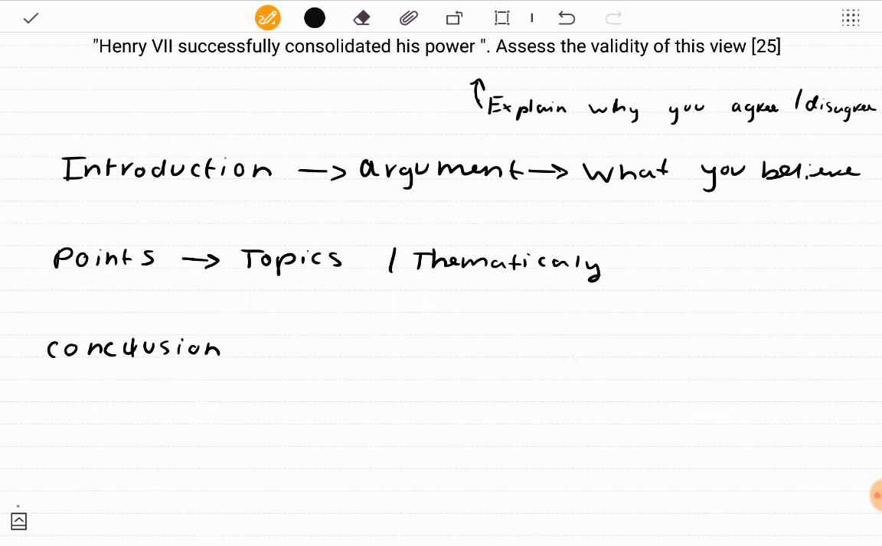And the middle of your argument, the points you're going to make, really are supposed to back up your introduction. They're supposed to back up the reasons why you think he did successfully or didn't successfully consolidate his power. And then these are going to come through. So once you've done all your point making, your arguments within the essay, you come to the conclusion and go, overall, this is why the argument holds.